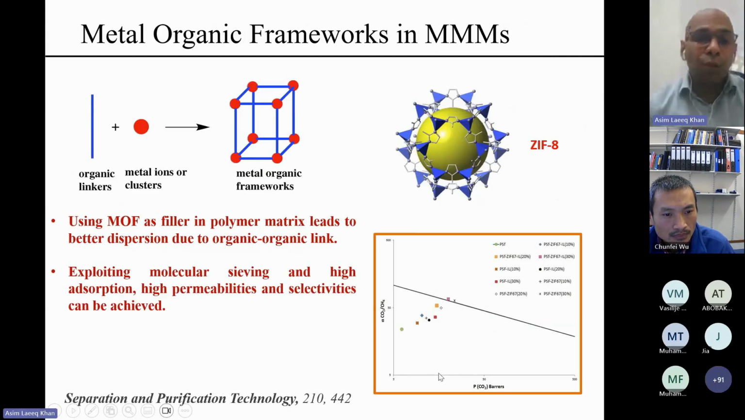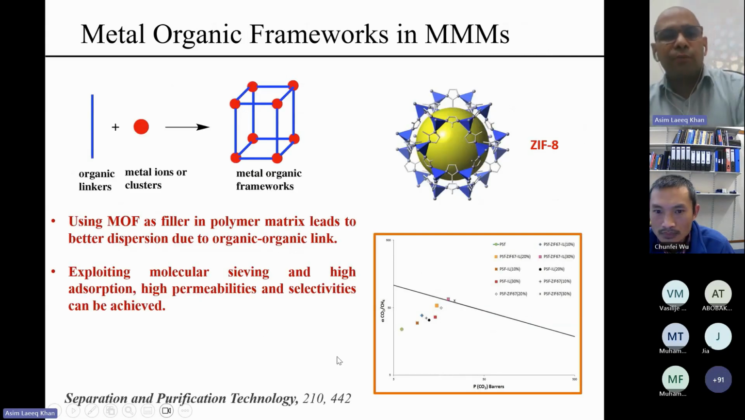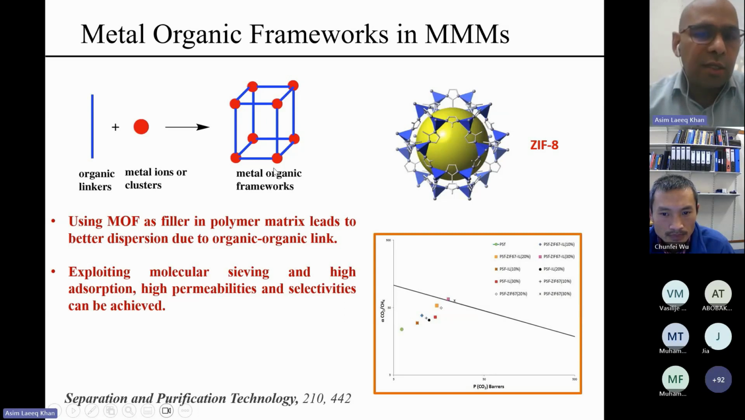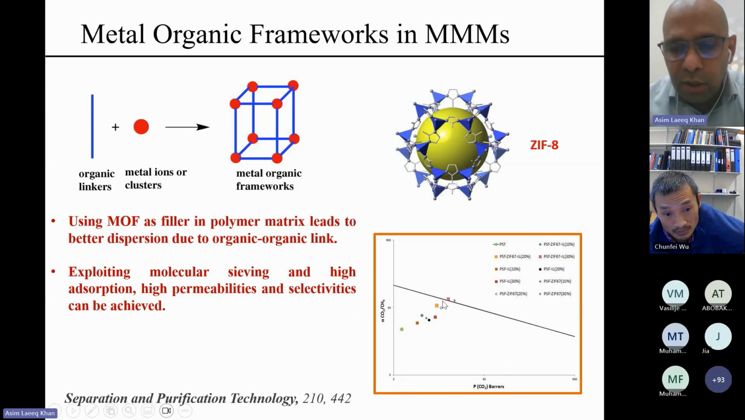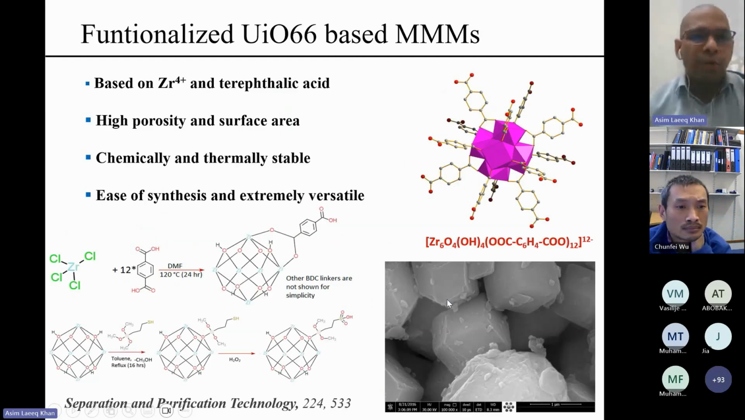One of the ways that we see the future for these mixed matrix membranes is by using metal organic frameworks, which are made of organic linkers coordinated through metal ions to form a three-dimensional structure with really high surface areas. Because they are produced from organic linkers, they can link better with the polymer as compared to other inorganic materials. Already we have seen in the literature that many different MOF-based membranes have shown performance beyond the upper bound. I will just give you a couple of examples.